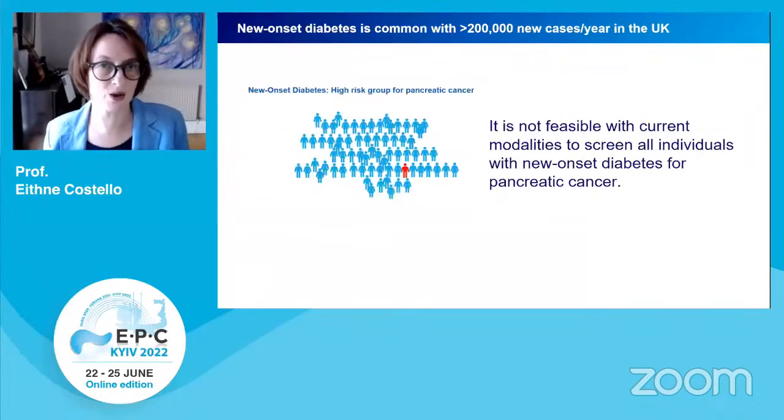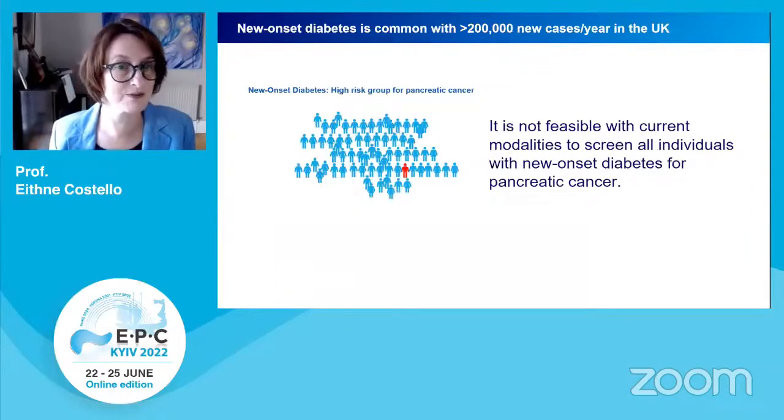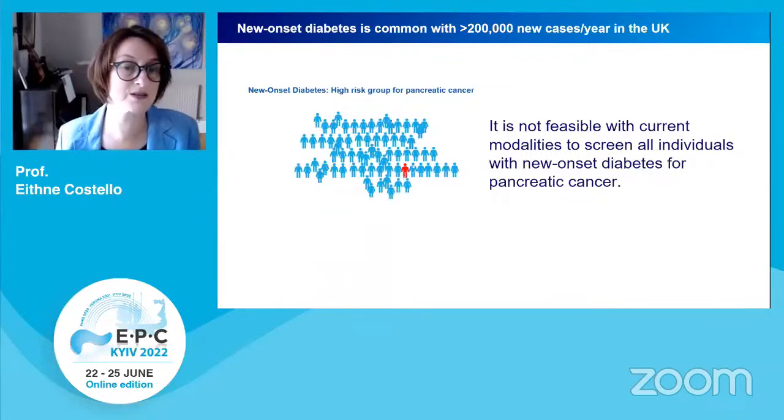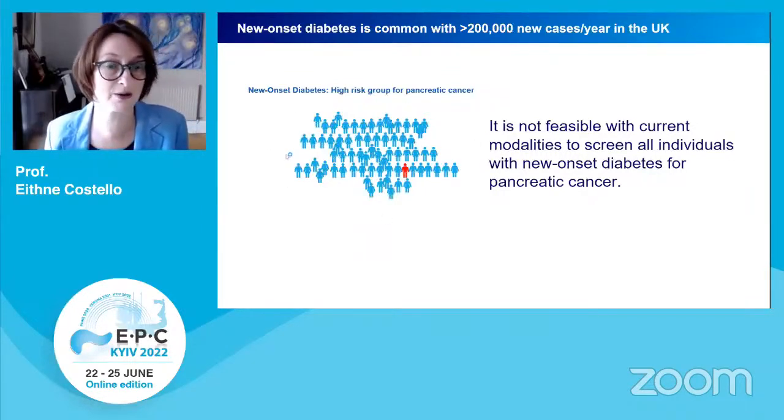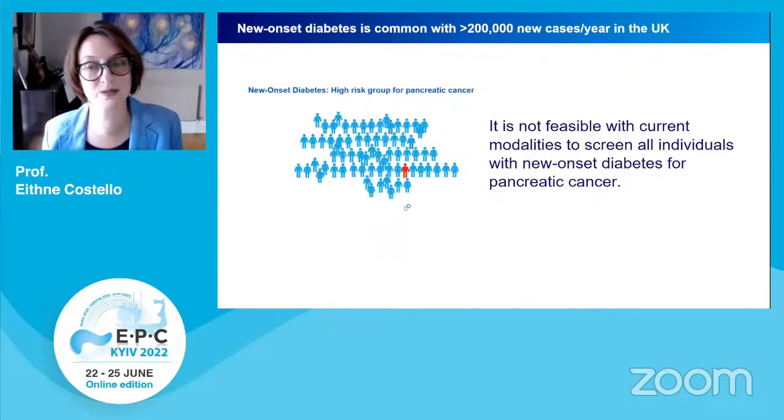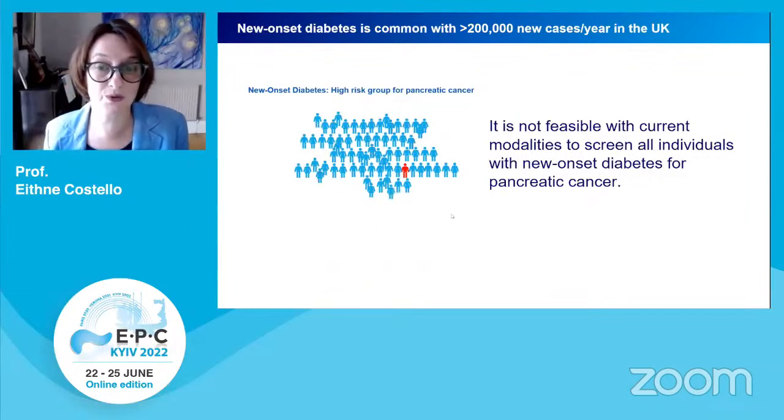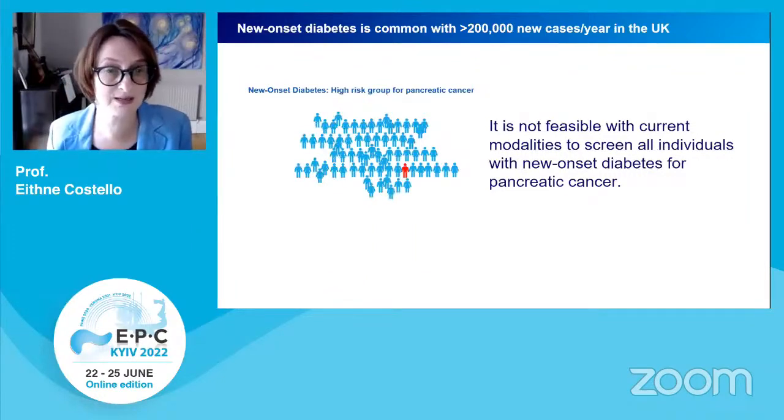So new-onset diabetes is common, with more than 200,000 new cases every year in the UK, for example. And the incidence of pancreatic cancer in this group is 1%. So 1% of individuals newly diagnosed with new-onset diabetes have pancreatic cancer. So it's not feasible with current modalities to screen all individuals with new-onset diabetes for pancreatic cancer.